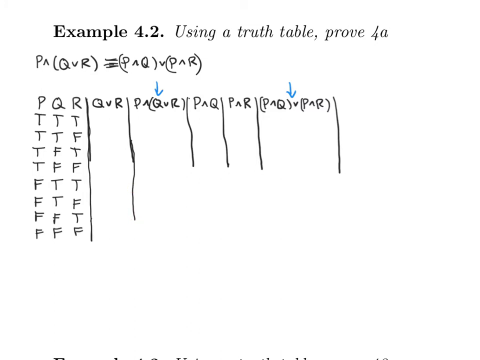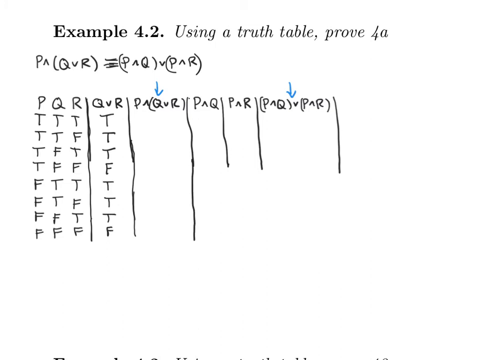Oh, let's switch to the black pen here. Let's figure out Q or R. So remember, Q or R is true exactly when at least one of Q or R is true. So we have true here. Since Q is true and R is true, Q is true, so we have true here. R is true, so we have true here. Neither Q nor R is true, so this is false. And similarly, we have true, true, true, false.